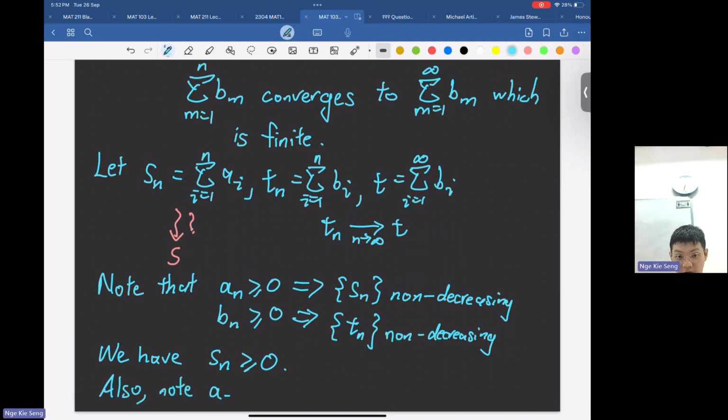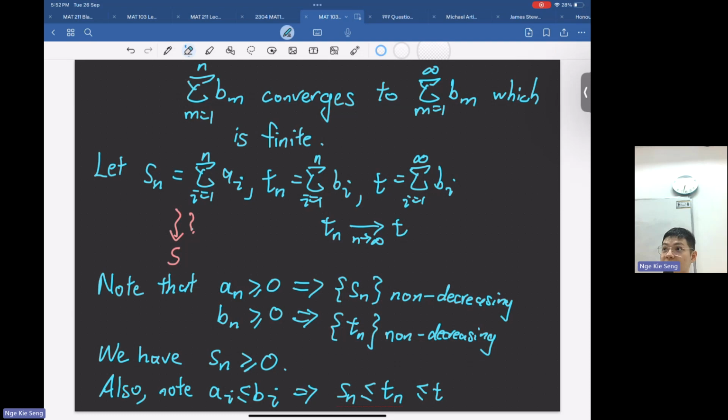So let me write down what you see. So we know that An is less than or equal to Bn. This implies that Sn is less than or equal to Tn. But is it bounded by a constant or not? Is Tn bounded by a constant? Why? That's not quite the reason, right? Because you can approach from the top.